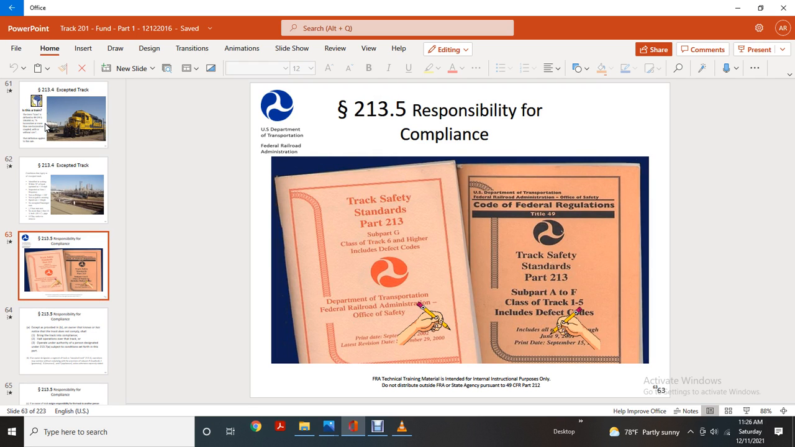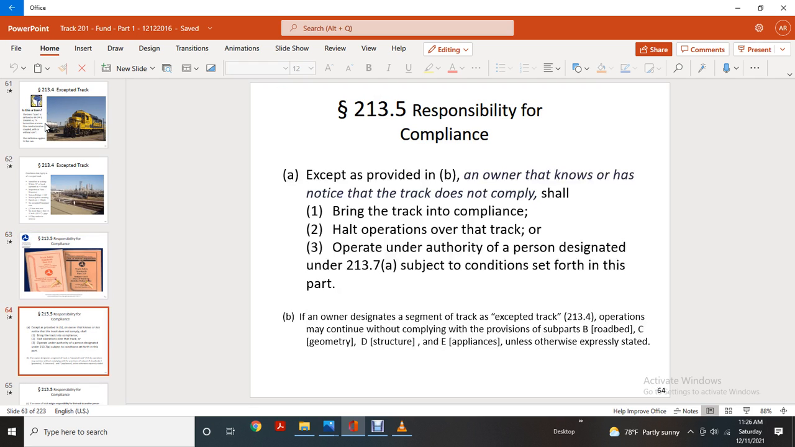213.5 Responsibility for compliance. The responsibility for compliance is provided by B. The owner knows that the evidence for the track does not comply shall bring with the track in compliance, all with the operation over the track operated by the owner authority with the person designated in part 213.7a with the subject conditions set forth in this part.